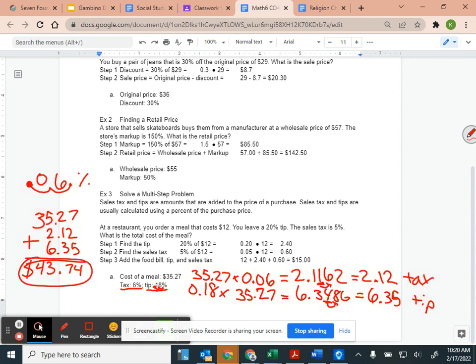Okay. Any questions on our percent of increase or decrease in real life? It's what we did yesterday. We're just using real life words for it. So you need to figure out if I'm finding a discount, that's a percent of decrease. If I'm finding the retail price, it's a percent of increase. Sales tax and the tip are percent of increase. It's not new.